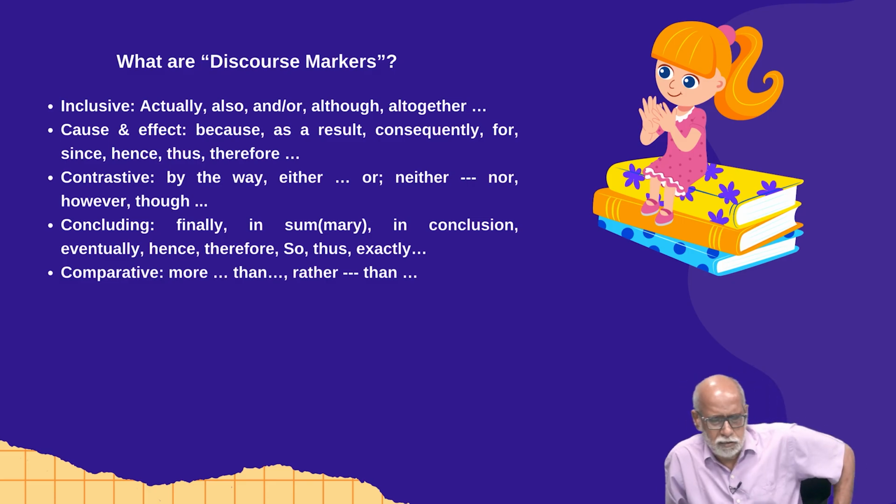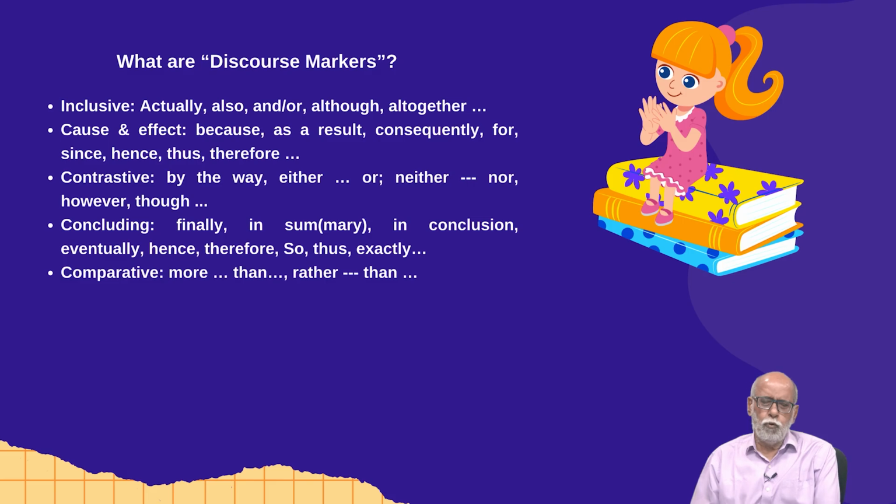discourse markers. Look at some discourse markers. What are the kinds of discourse markers? They also come in about 5-6 classes. Say, for example, there are some discourse markers which you can call inclusive.